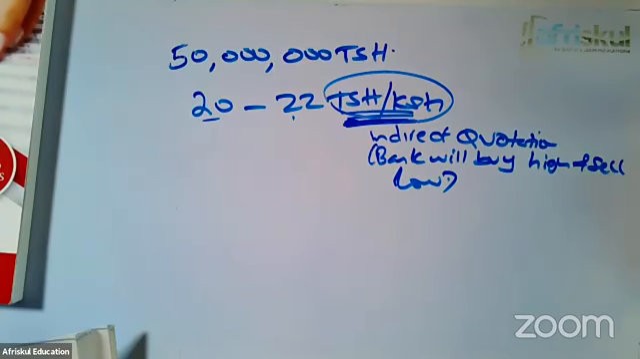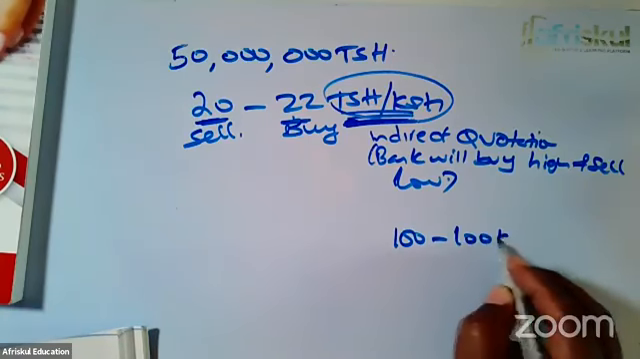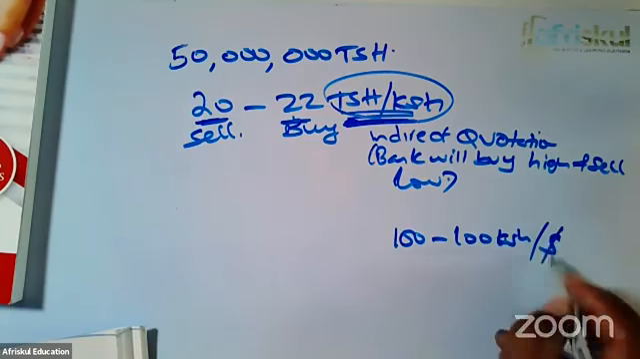Let me repeat this. If, for example, we were given like 100 to 101 Kenya shillings per US dollar. So in that case, ladies and gentlemen, you can see that this is a direct quotation where they have given us an amount in terms of Kenya shillings, our home currency, required to buy a foreign currency unit, to buy $1. So if it is direct, banks will always buy here and they sell there.